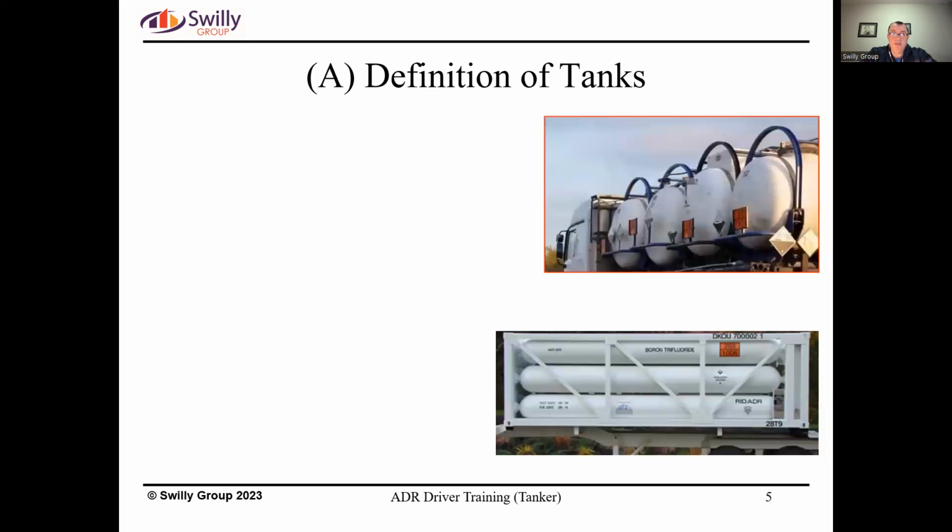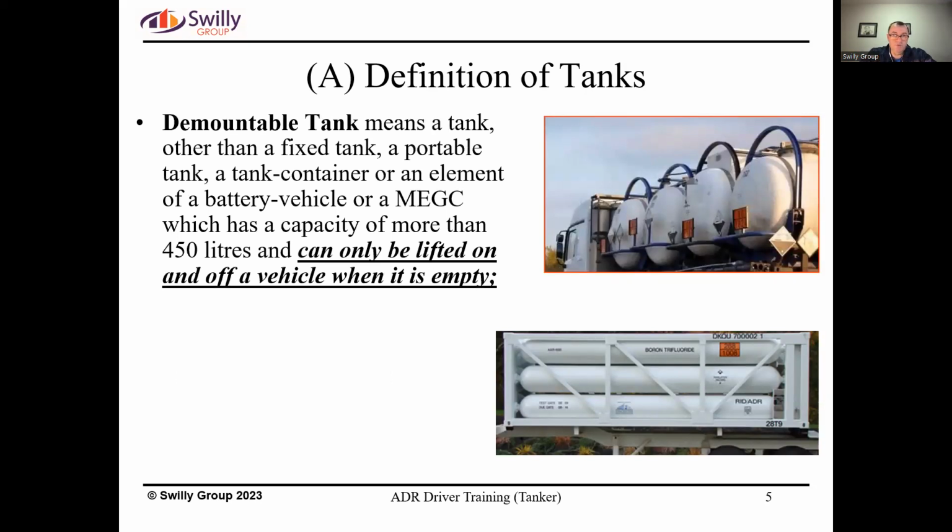You have the demountable tanks, which again, the difference in the demountable tanks is there's no frame around them, and they're designed to be lifted on and off the vehicle when they're empty. Hence, there's no frame. Okay, demountable tanks, you get them sometimes in bundles, like shown in that diagram on page 6. MEGCs, multi-element gas containers, are another type of tank, where a number of cylinders or gas containers, tubes or drums or whatever, are all connected together through a manifold.